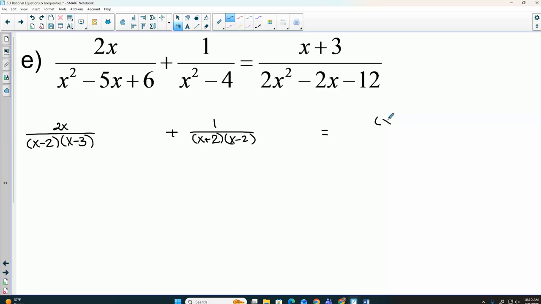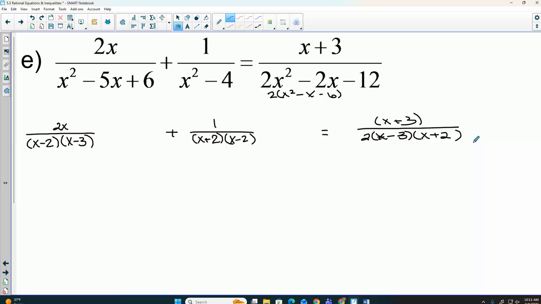Over here, the x plus 3 on top. What can I do on the bottom? What should I do first? No, take that 2 out. Yeah, if I take out a 2, okay, so I have a 2. What multiplies to negative 6 and adds to negative 1? Negative 3. Okay.